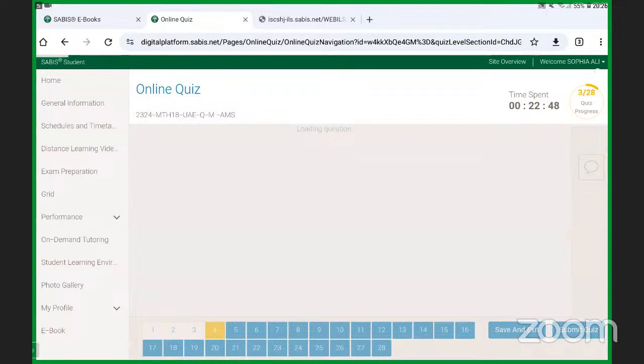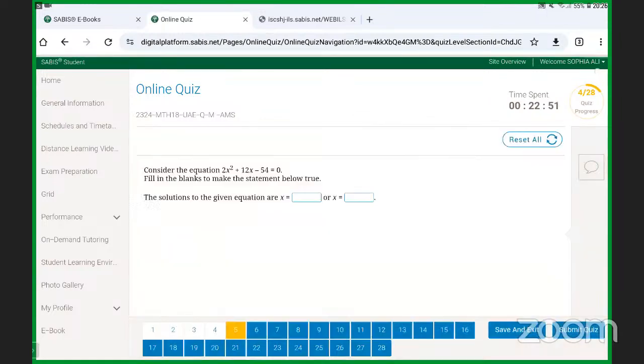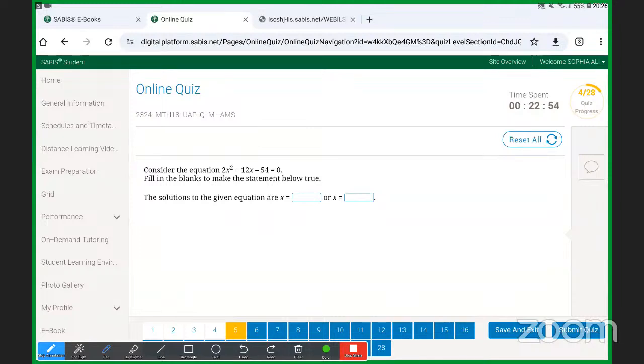Next question. This one. Okay, fill in the blanks to make it. Okay, the first thing to solve an equation like that is to find the values of x that make this equation equal to 0. What makes it equal to 0?